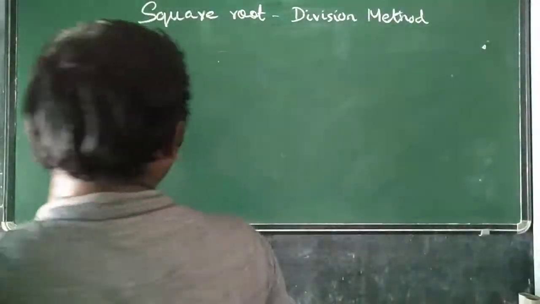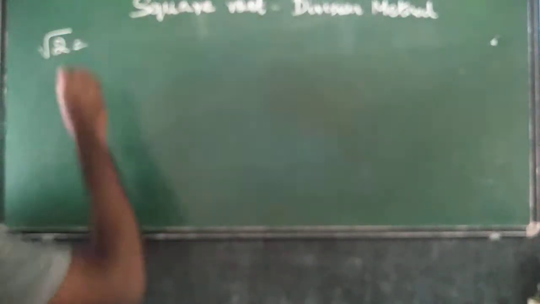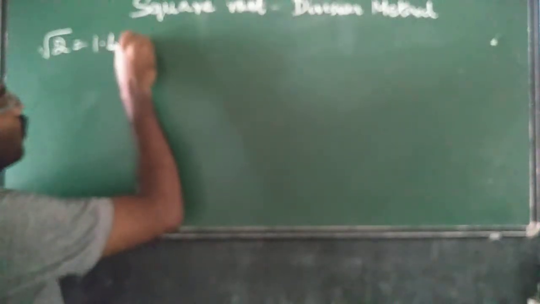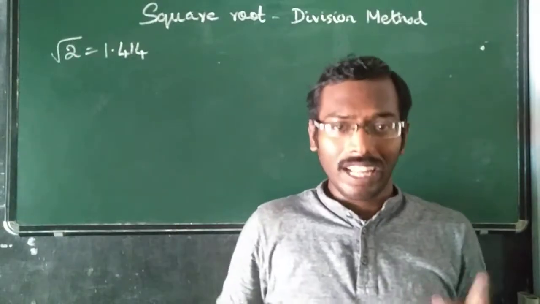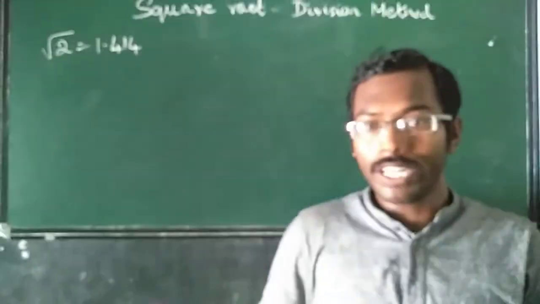You know very well root 2 is equal to 1.414, and root 3 is equal to 1.73. These values you already know. But how did they get these values? Let us see. If you want to find the square root of 2, what do you have to do?